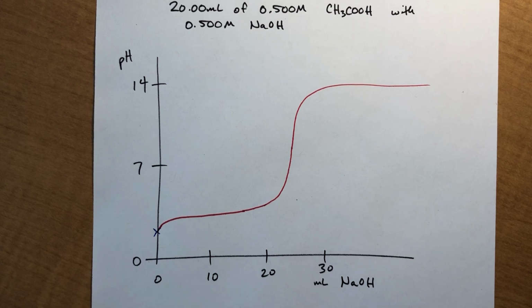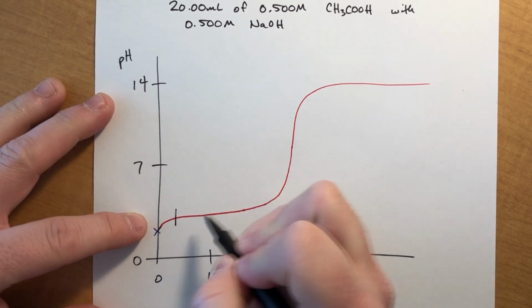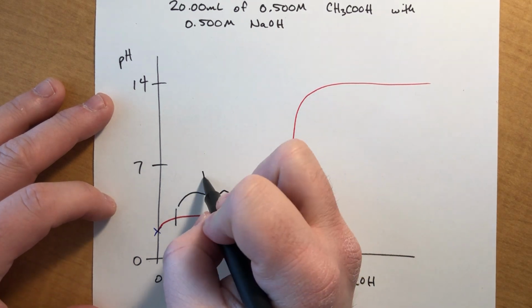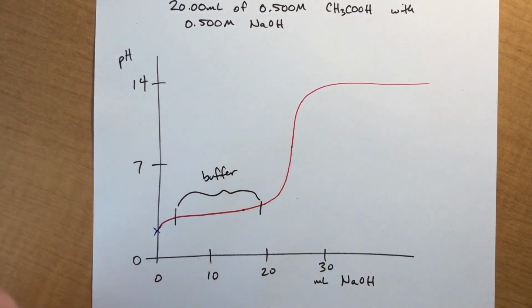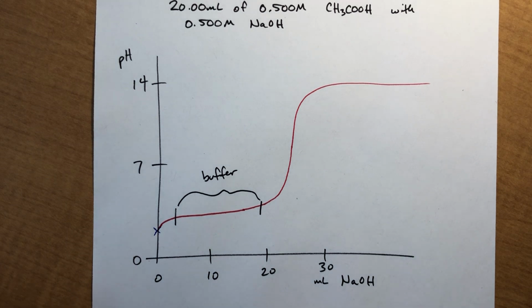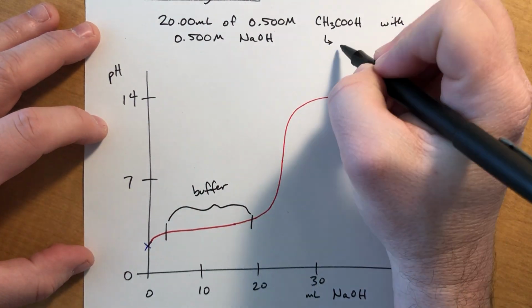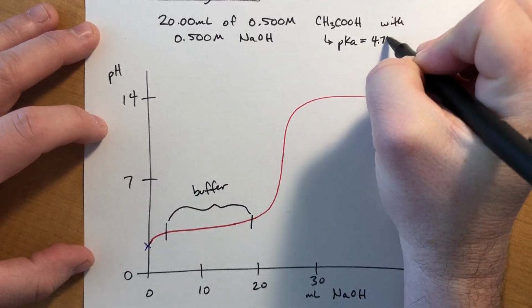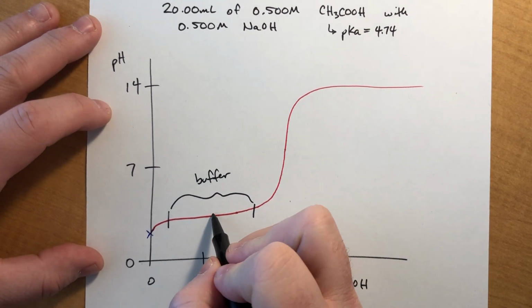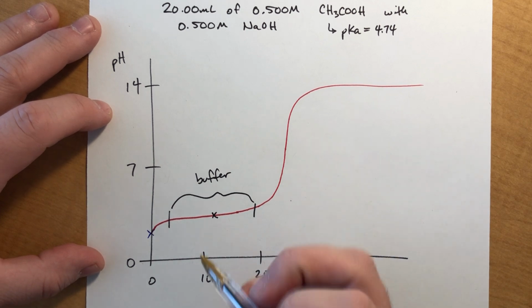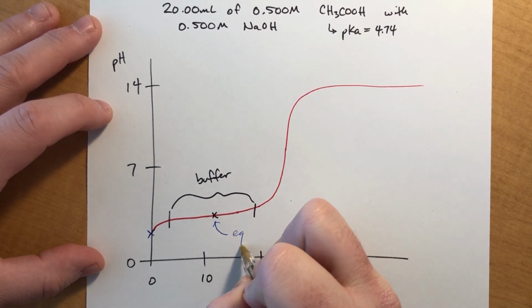It turns out that this flat area is caused because this is a buffer. And this buffer region is going to occur at a pH plus and minus 1 of whatever the pKa of your weak acid is. Okay, so this has a pKa equal to 4.74. So the middle of this is your equivalence point. This is technically your equivalence point.